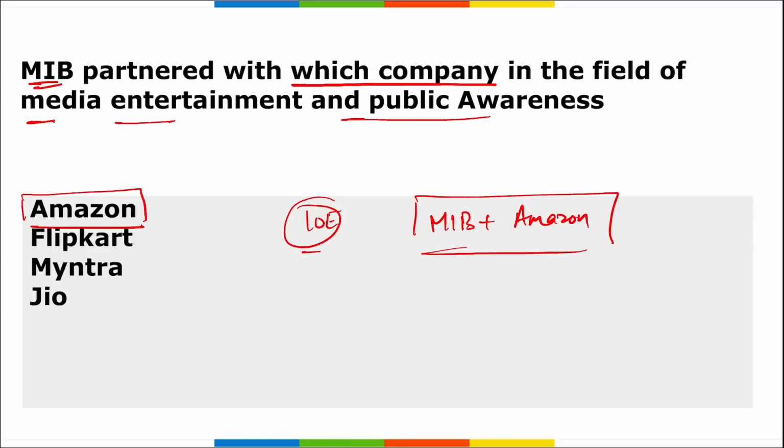Right? So MIB partnered with Amazon in the field of media entertainment and public awareness. This LOE, this letter of engagement, basically is for the promotion of Indian heritage through a dedicated catalog of publication division books on India's culture on the Amazon e-commerce website. Here we also promote Indian music on Alexa on Amazon Music. Under this partnership, the public speeches by the President of India and Prime Minister of India, content related to national importance, public interest, news bulletins will also be disseminated through Alexa and Amazon Music.